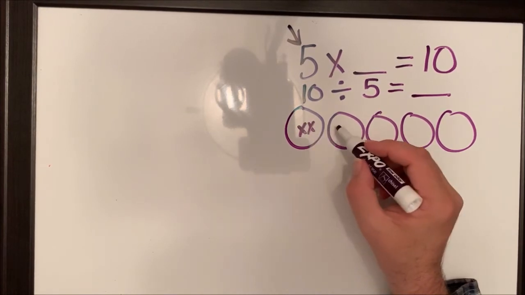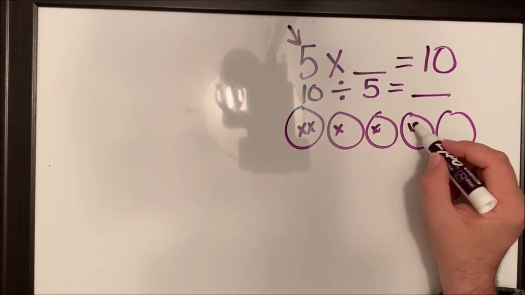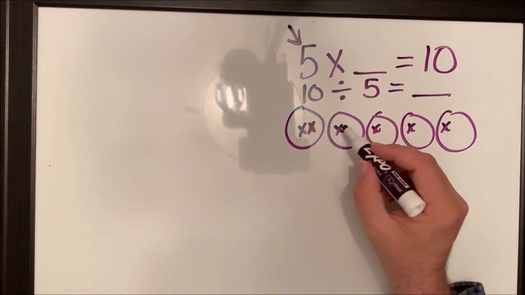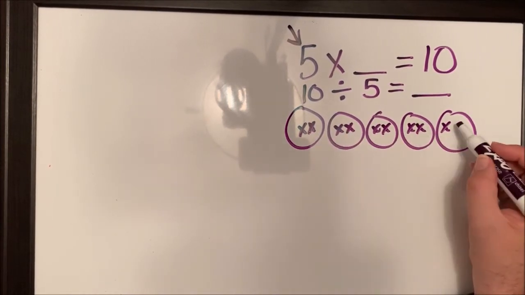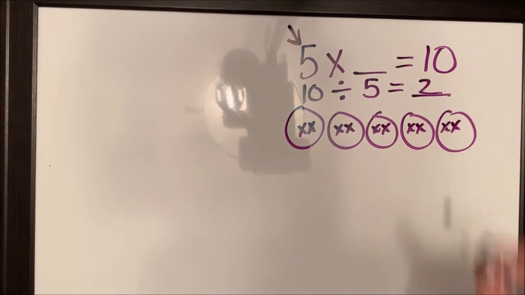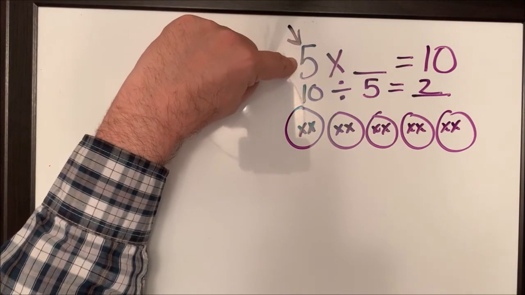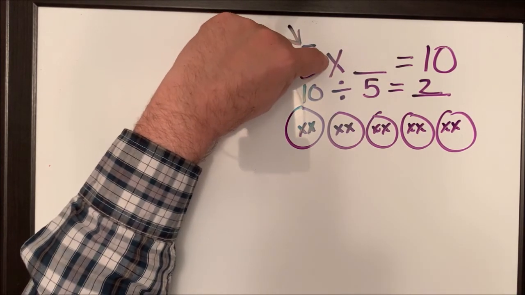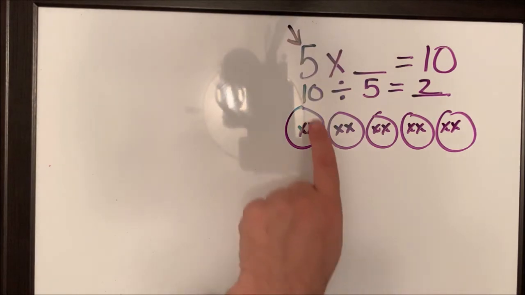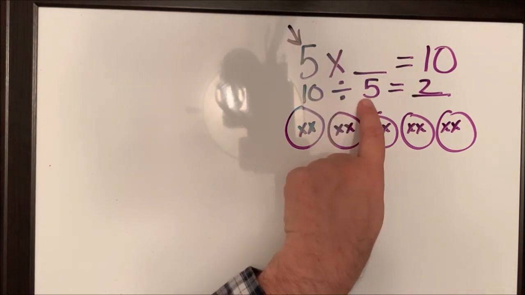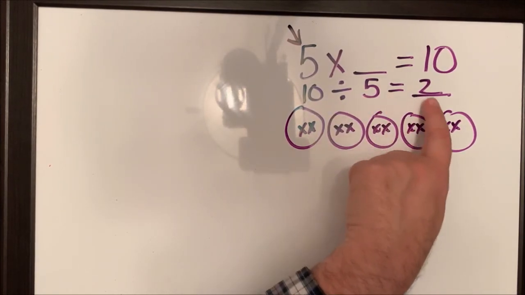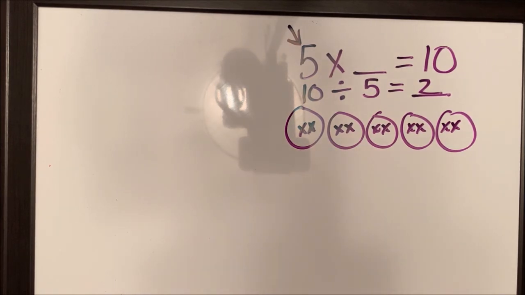So, oops, I should have done it this way. 1, 2, 3, 4, 5, 6, 7, 8, 9, 10. So my answer is 2. So that's using the inverse relationship to get to the answer. Drawing pictures is an easy way of doing it, but you need to understand what these sentences mean. So practice saying them. 5 groups of something equals 10, 10 divided equally into 5 groups would equal 2 in each group.